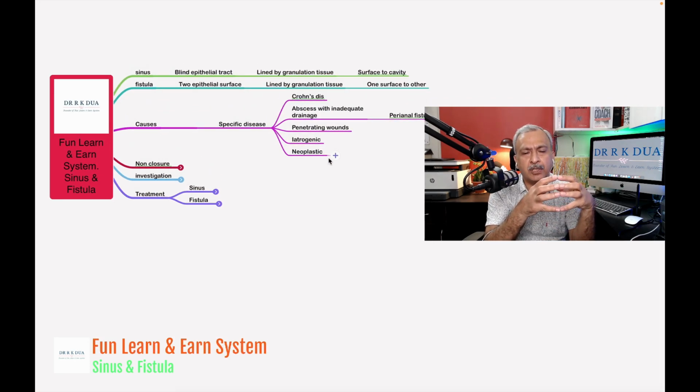So what are the various causes of formation of these sinus and fistula? So fistula can be formed in case of Crohn's disease, where there is involvement of the large intestine. It can perforate and can form a communication with the bladder or with the other organ, whichever organ is adjacent to the site of inflammation in case of Crohn's disease. Abscess with inadequate drainage will lead on to perianal fistula.